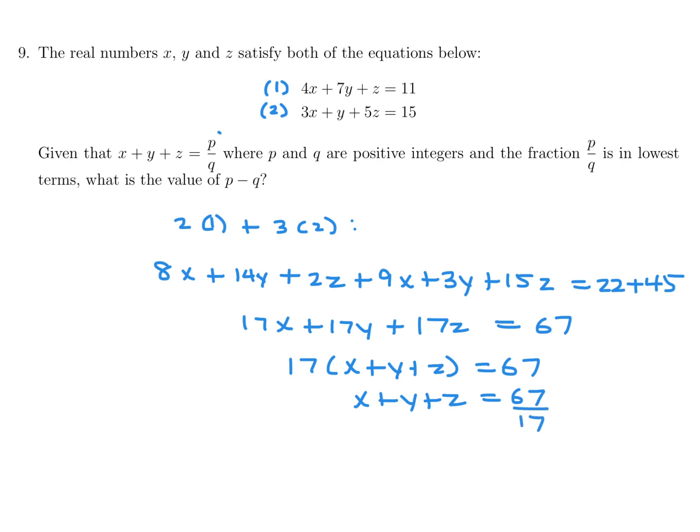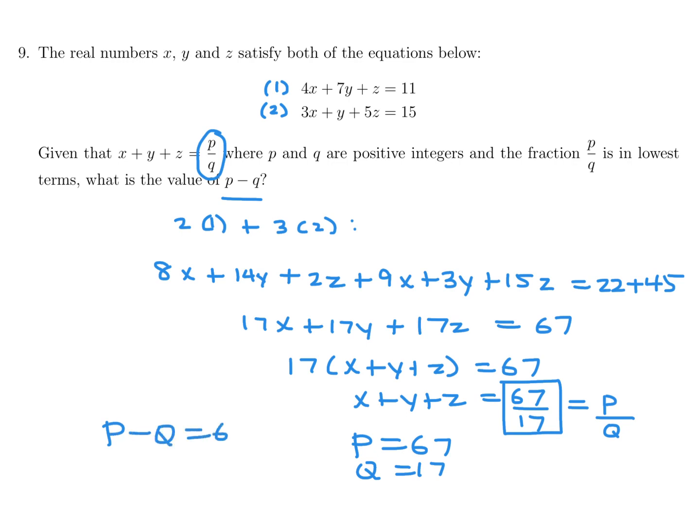Now x plus y plus z, they're saying is p over q, where p and q are both prime numbers. Is that right? No, not necessarily. Oh no, it's just that p over q is in lowest terms. Now is this in lowest terms? I believe it is. So therefore p is 67 and q is 17. So therefore p minus q would be 67 minus 17, and that is 50.